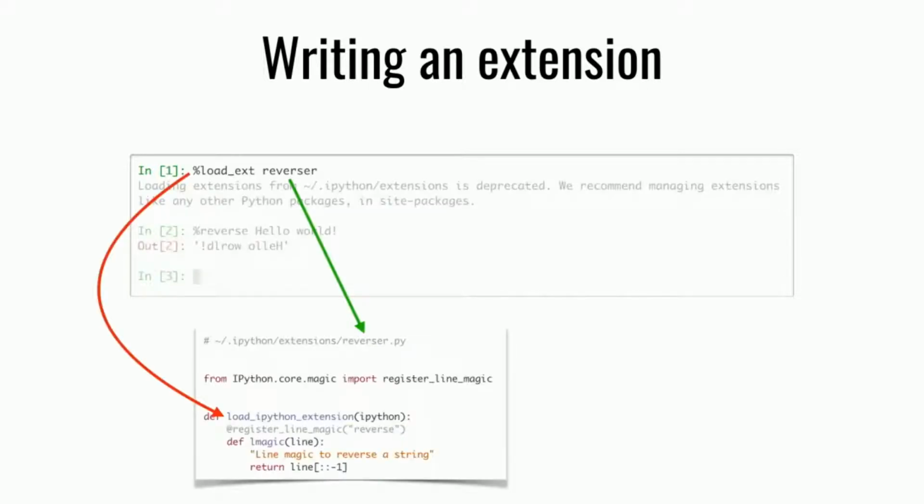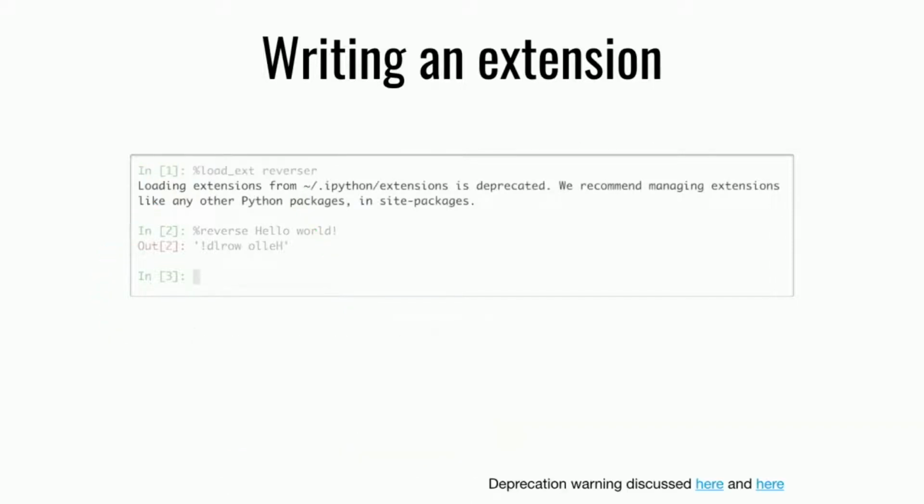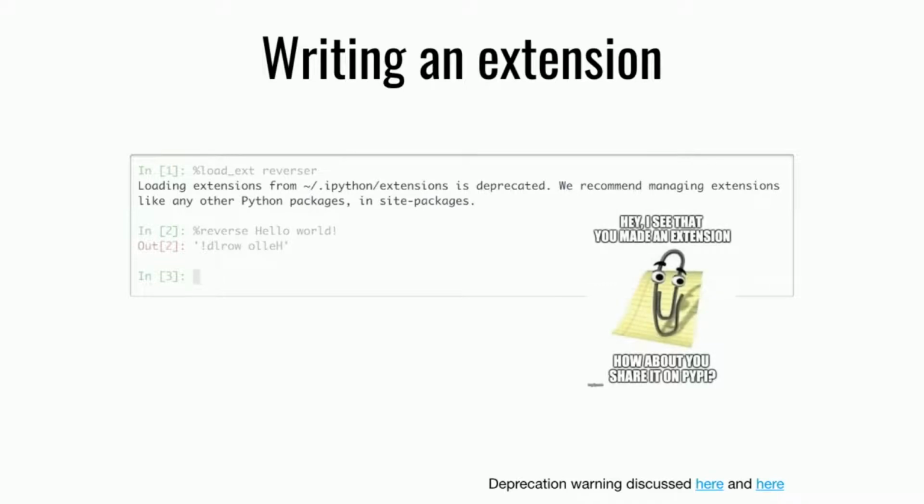All the loadXMagic method does is to find a file with a matching name and call the load IPython extension function from that file. So you probably noticed this deprecation warning and might be thinking, why am I showing you something that is deprecated? Well, it's not really deprecated. It's just a subtle way of IPython telling you, hey, I see you have created an extension. How about you share it with others and publish it on PyPI?